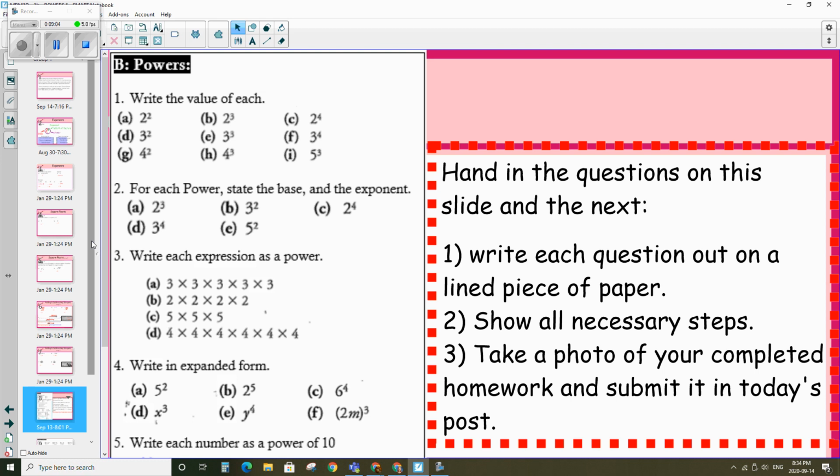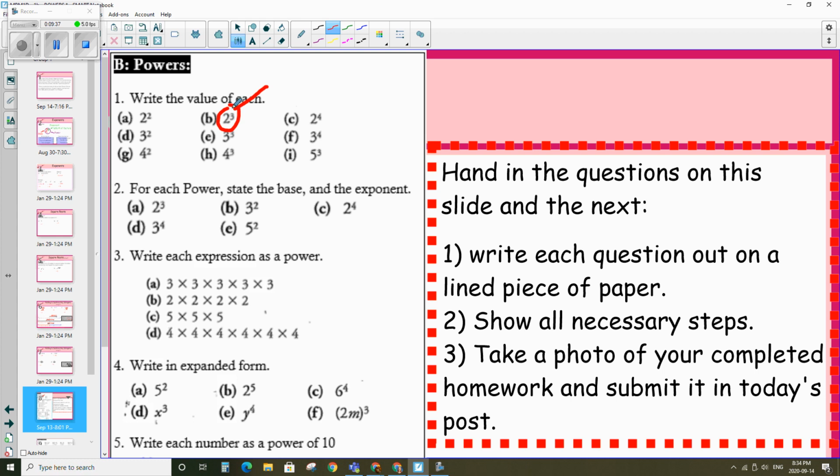And homework, all right? You are going to complete this after you've copied the note down and understood all the questions. What I'd like you to do is write each question out on a lined piece of paper and show your work if you need to, and then write the final answer. So I'll just give you an example here. If you were going to do this question here, okay, this is how I'd like you to show your work. I don't want you just writing the final answer. I'd like you to show me how you got the final answer.